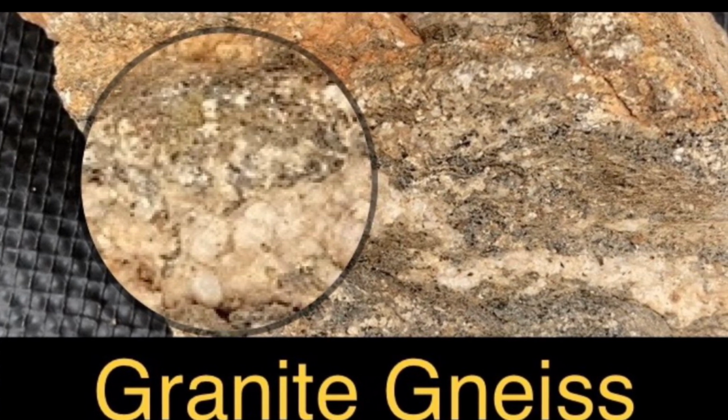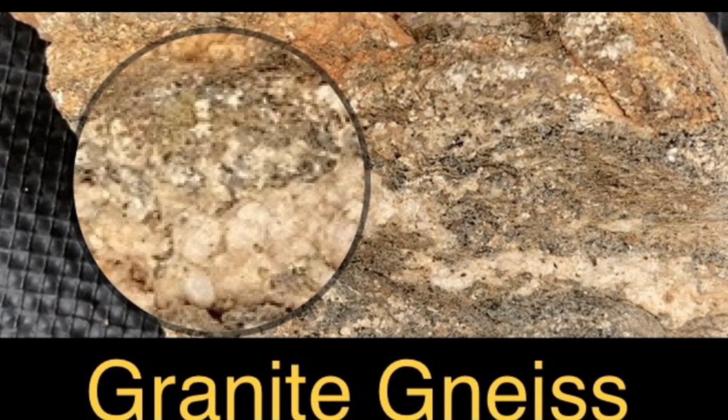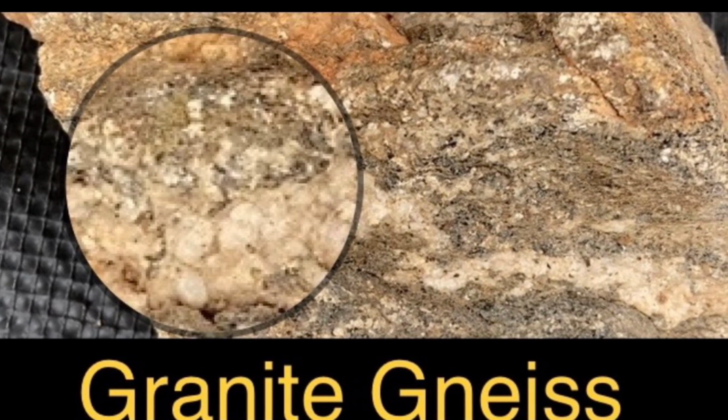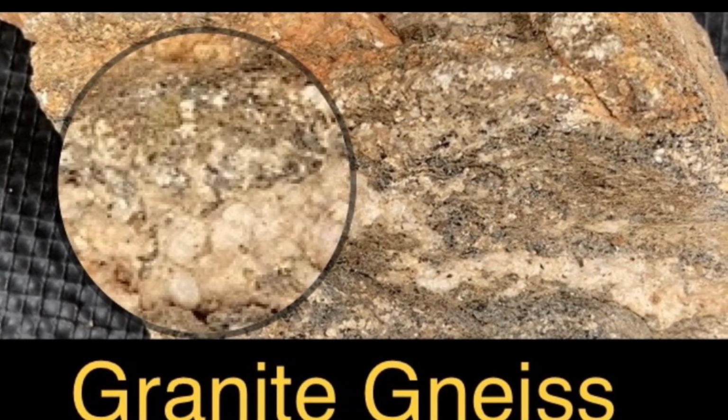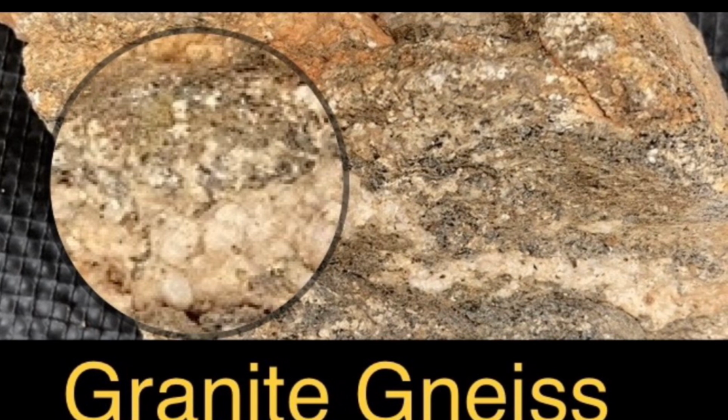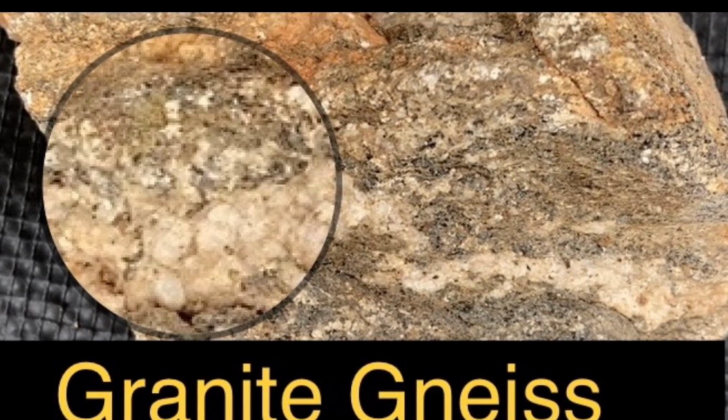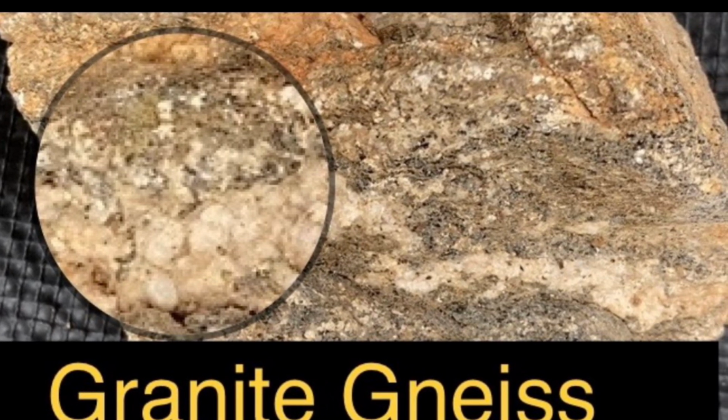And by the way, banding means those light and dark lines. It's where the light minerals like quartz and potassium feldspar separate out from the dark minerals like biotite, forming lines. That's part of the metamorphic process.